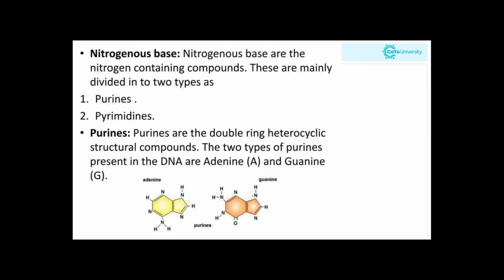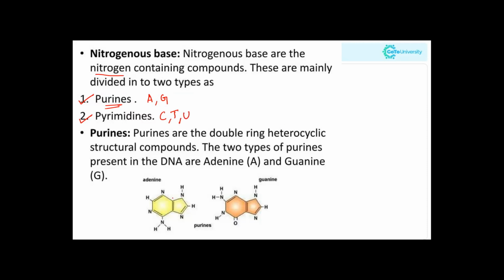Now, moving to nitrogenous bases. Nitrogenous bases are the nitrogen-containing compounds, and these are mainly divided into two types, as I mentioned: purines and pyrimidines. So what are purines? The examples of purines are adenine and guanine. Coming to pyrimidines, they consist of cytosine, thymine and uracil.